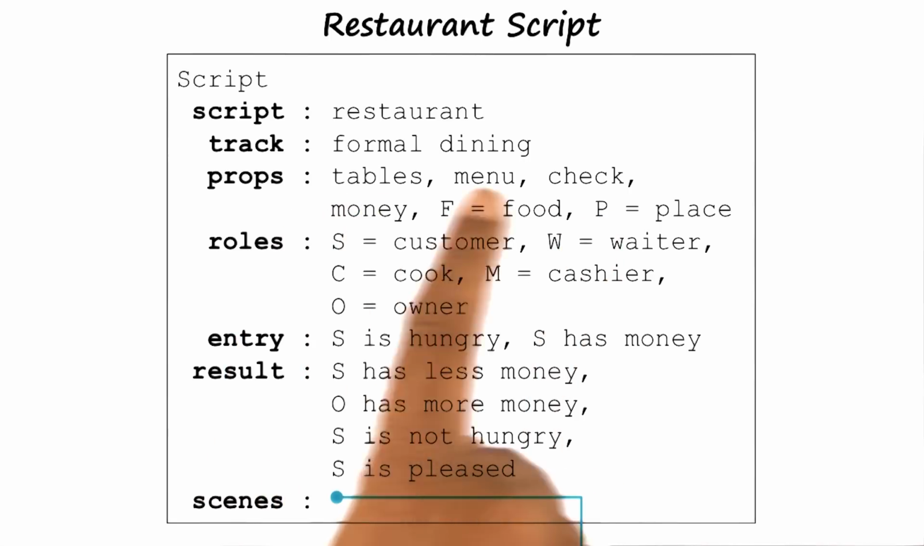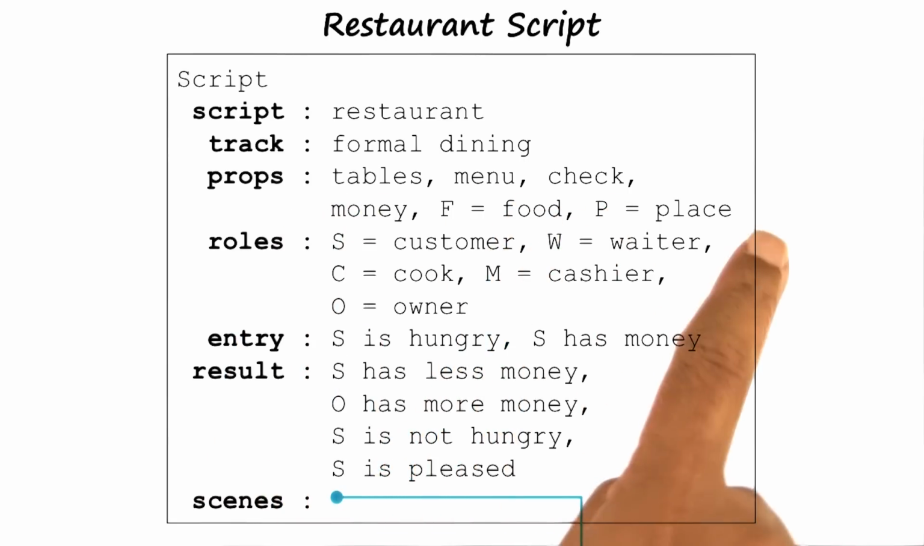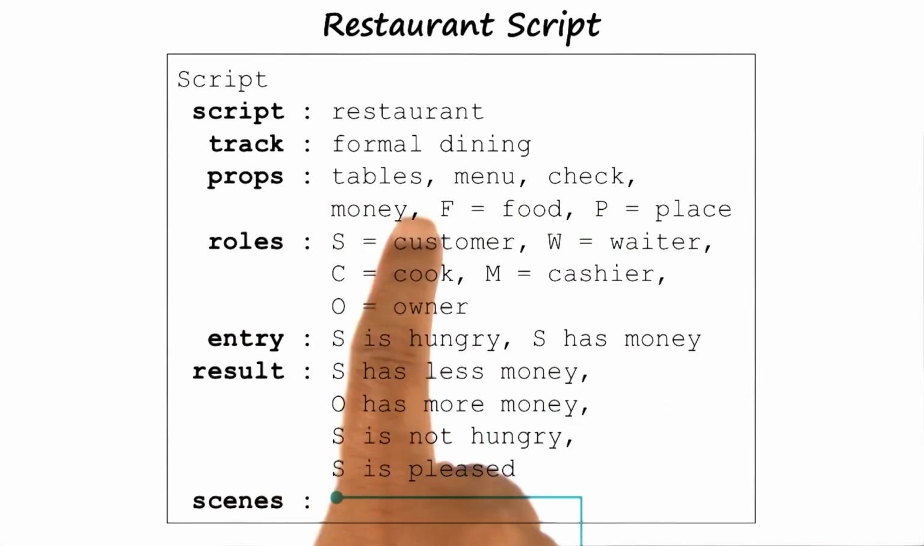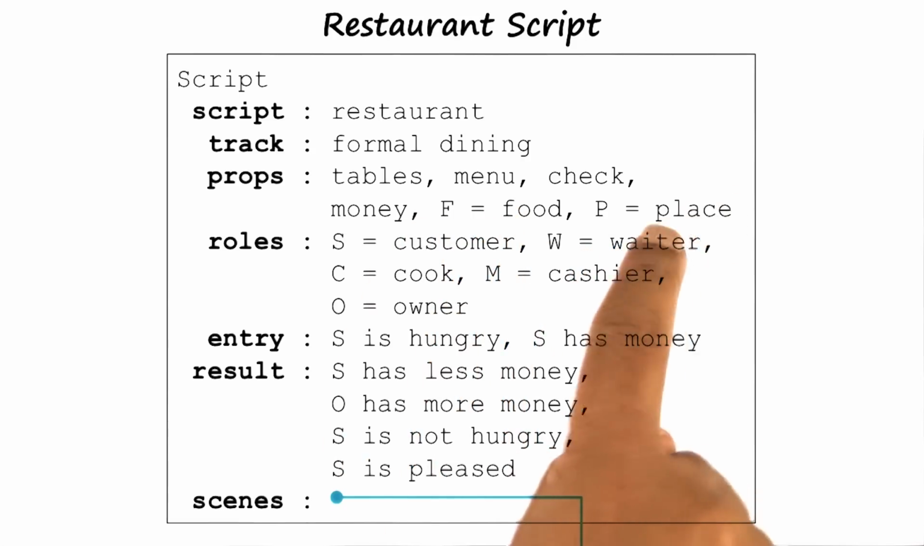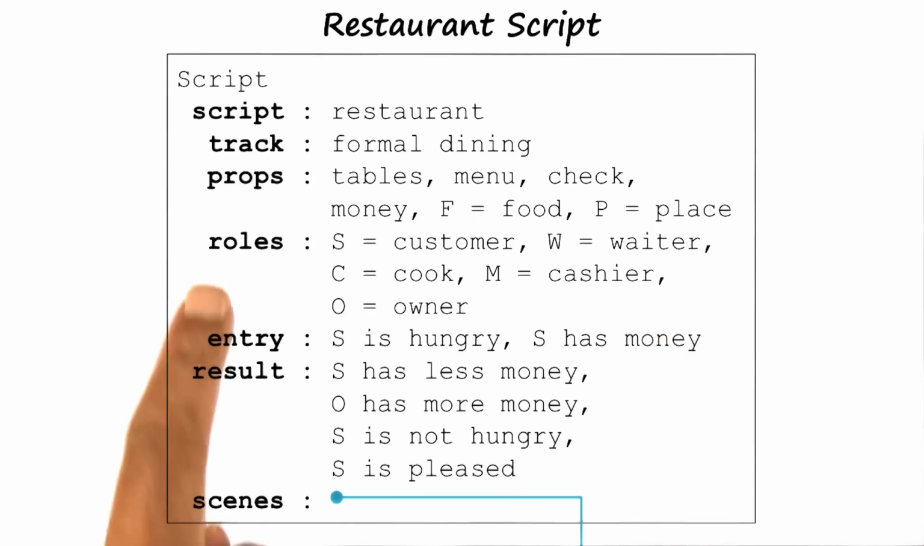Here are the props: tables, menu, check, money, food, and place. And for food and place, we can use symbols. These symbols can be used as variables, so I may have different kinds of food and different kinds of places in a restaurant. Here are the roles.